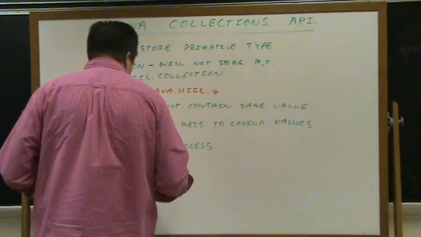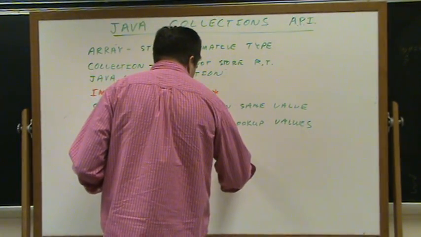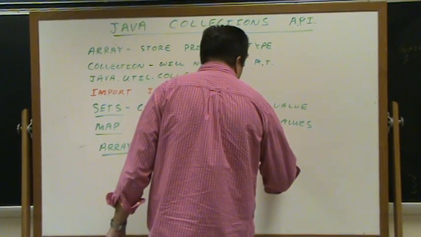Okay, so an array is meant for fast access, but it's not good as it gets large.